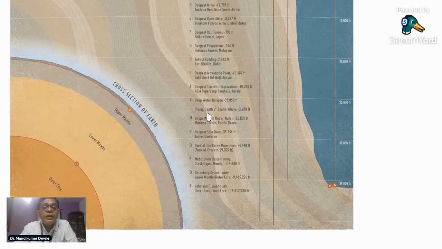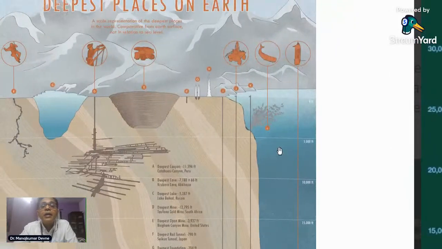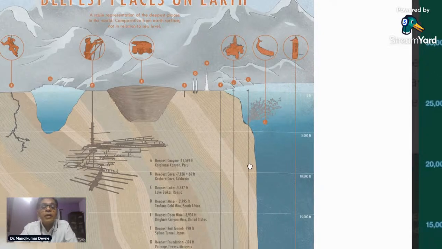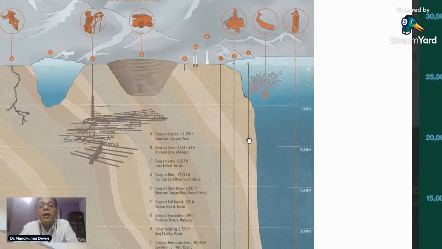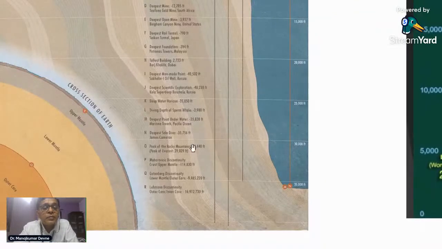Then the diving depth of a sperm whale. This is L, this L here. The sperm whale can dive to this particular depth only. This 0 feet is mean sea level, and this is the distance to which a sperm whale can go deep. And what is that depth? That depth is around 3,900. So it can go down to a kilometer into the deep waters as such.